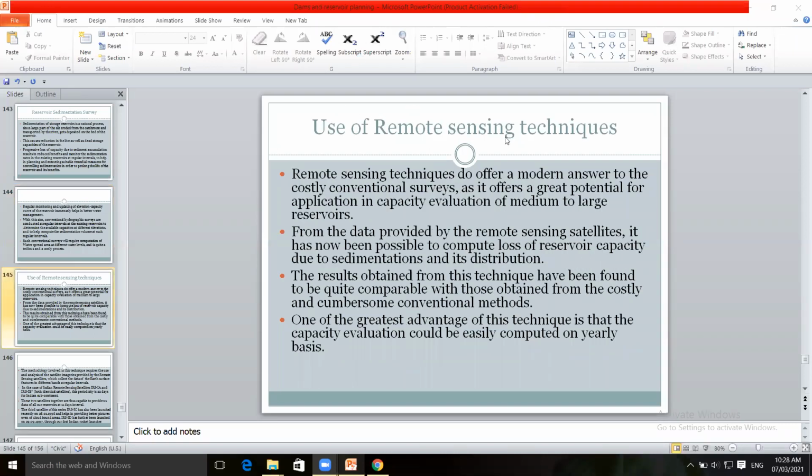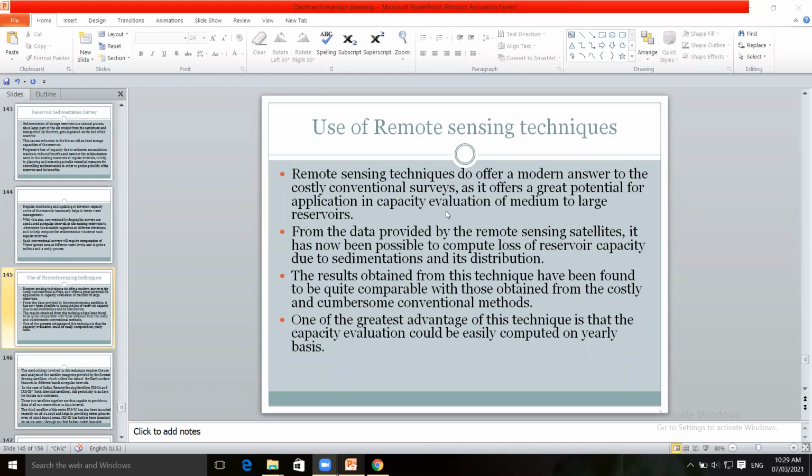The use of remote sensing techniques in the reservoir sedimentation survey. How to use remote sensing techniques, which offer a modern answer to the costly conventional surveys, as they offer great potential for application in capacity evaluation of medium to large reservoirs. So remote sensing techniques are used for measuring the storage capacity or to measure the silt, the volume of the sedimentation that can be measured.